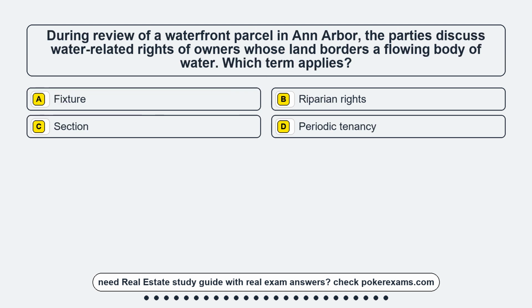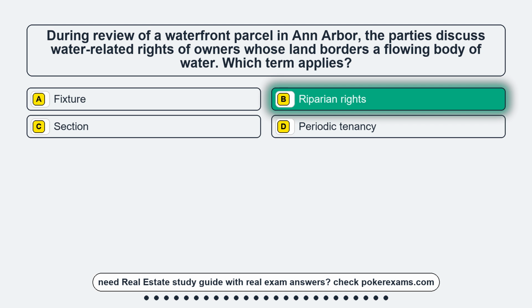Question 23. During review of a waterfront parcel in Ann Arbor, the parties discuss water-related rights of owners whose land borders a flowing body of water. Which term applies? Option A, fixture. Option B, riparian rights. Option C, section. Option D, periodic tenancy. The correct answer is option B, riparian rights.